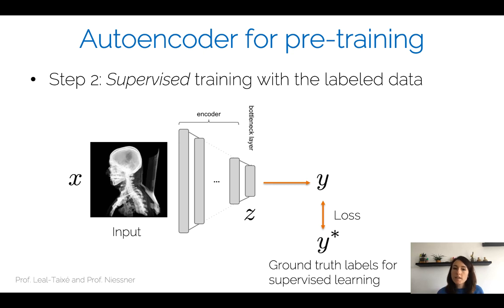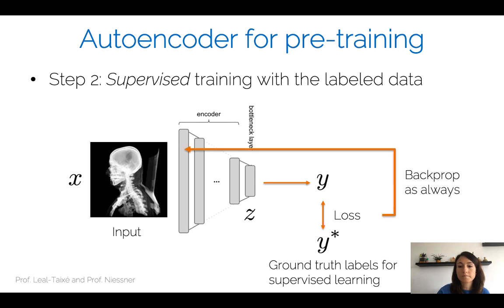Now, the interesting thing here is that the encoder doesn't need to learn from these very, very few labels all the feature extraction, all the statistics of CT images again. This has already been learned in step one of the unsupervised training. And of course, like this, you do backpropagation as always, so the classic supervised training that you have been doing so far.